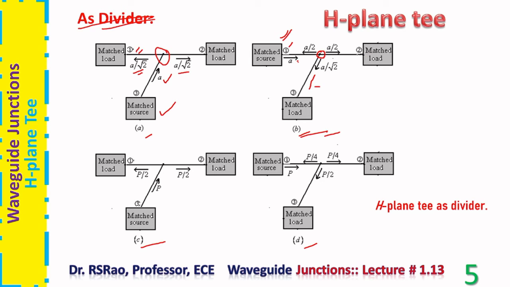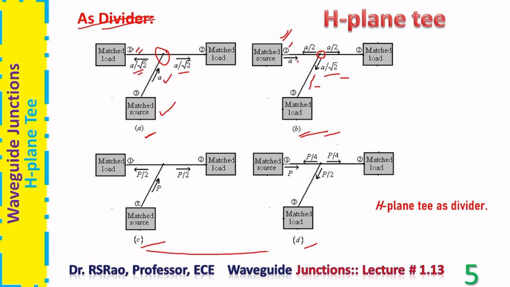Analysis tells us that the wave that is traveling towards the source has amplitude A by 2. The wave that is traveling towards port 2 is also A by 2, whereas the wave that is traveling towards port 3 has amplitude A by root 2. Notice in this case, the source output is not getting divided between the loads. A part of it is getting reflected back towards the source. Usually it is an unwanted aspect. Hence, when the H-plane T is used to divide a wave, the setup shown in A is used. That is, the source is connected to port 3.